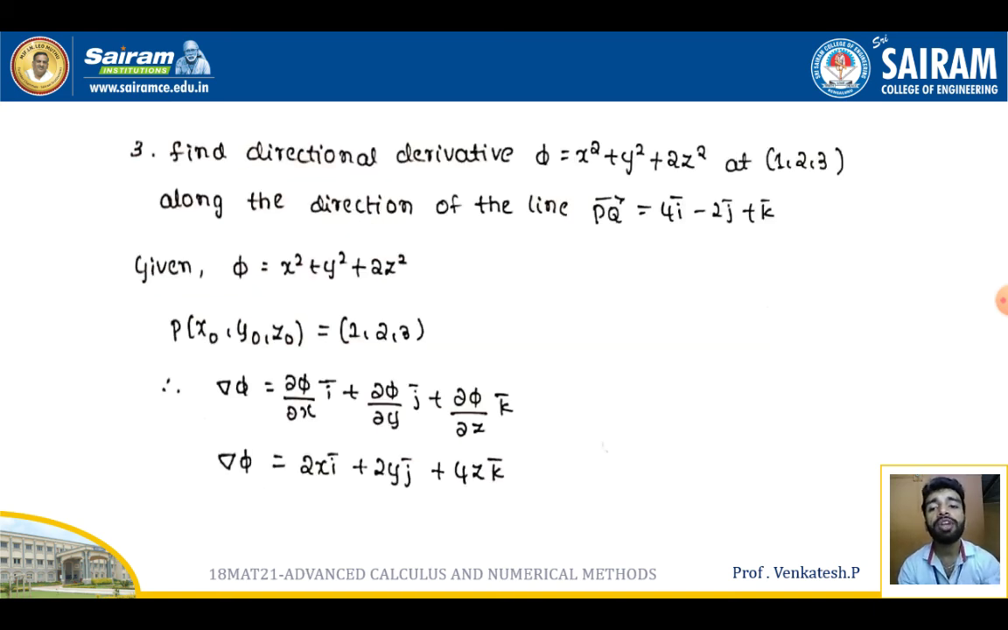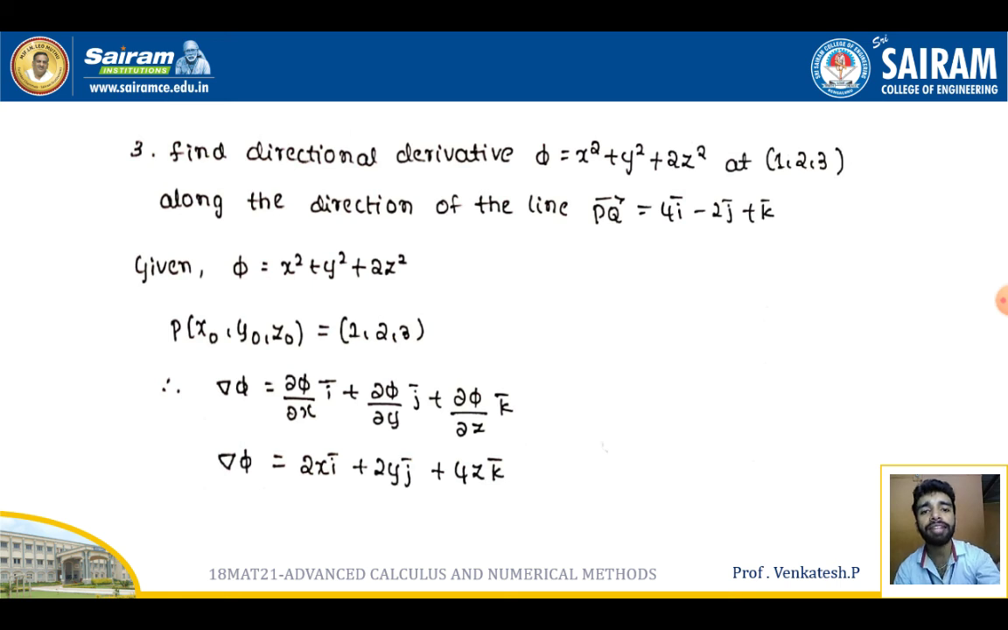One more example: find the directional derivative of the function phi is equal to x square plus y square plus 2z square at the point (1, 2, 3) along the direction of the line PQ, which is 4i minus 2j plus k. Same thing here also: first you estimate the value of grad phi and find the value of n cap also. So grad phi is given by the formula dou phi by dou x i cap, dou phi by dou y j cap plus dou phi by dou z k cap. On simplifying this one, I'll be getting 2x i cap, 2y j cap, 4z k cap.